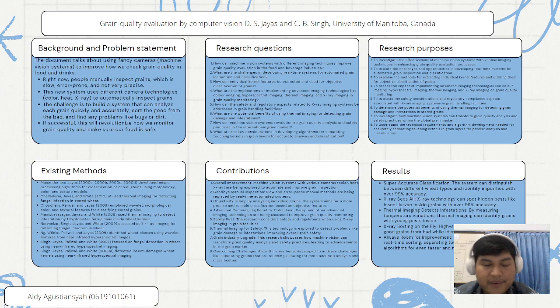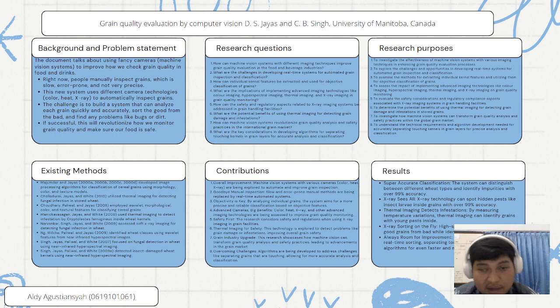Contribution from this paper. This paper is a bit complicated. Overall improvement: goodbye manual inspection. Objectivity is key by analyzing individual grains. Advanced cameras, big benefits: color, heat, X-ray, and other advanced imaging technologies. Safety first. The research considered safety and regulation when using X-ray imaging in grain facilities. Thermal imaging for safety. Grain industry upgrade.